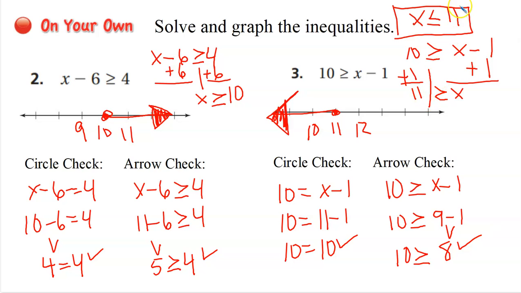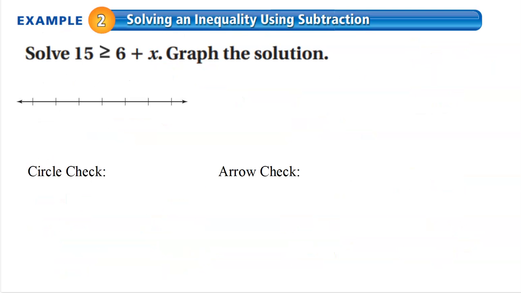Just remember that when you rewrite it, notice the crocodile's eating the 11. When I rewrote it, the crocodile's still eating 11. Don't forget to change the direction of the inequality. Okay, last example and then some OYOs.